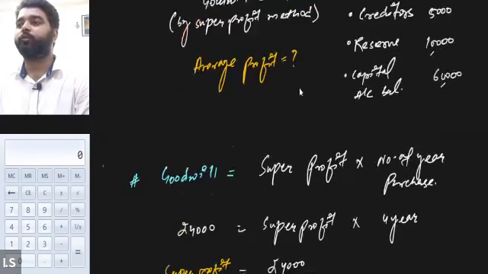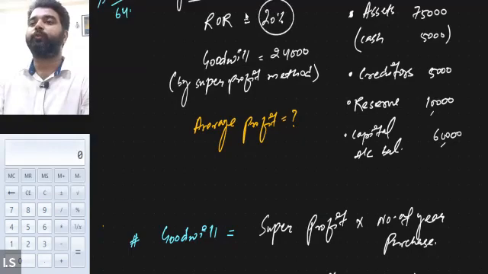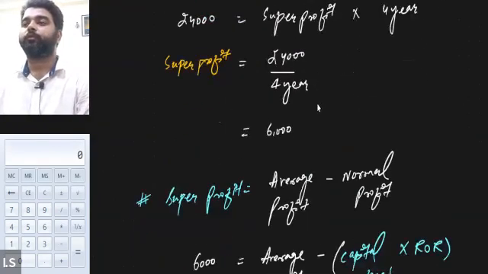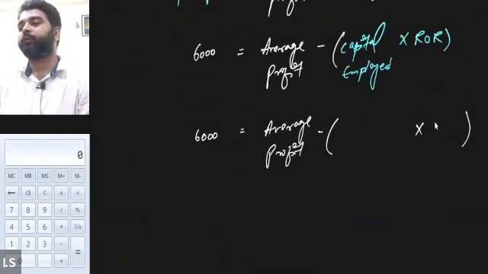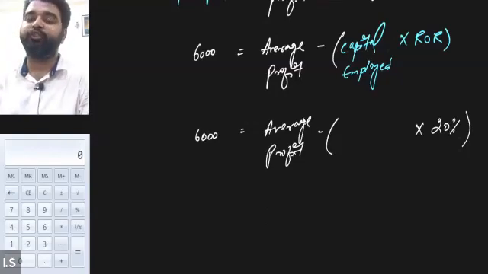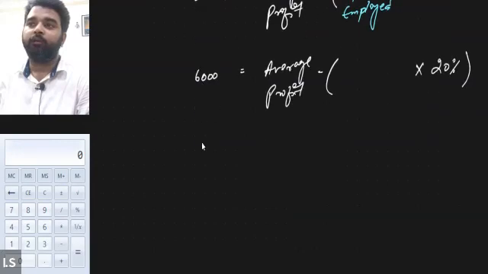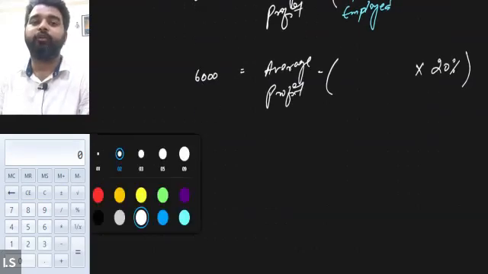Now, rate of interest was, let me check. Yeah, rate of return was 20%. So, rate of return is given in the question, 20%. Do we have any information about the capital employed? Answer is no. We don't have any value for the capital employed, but there is some information given to us for helping us find out the value of the capital employed. We can calculate the value of the capital employed.